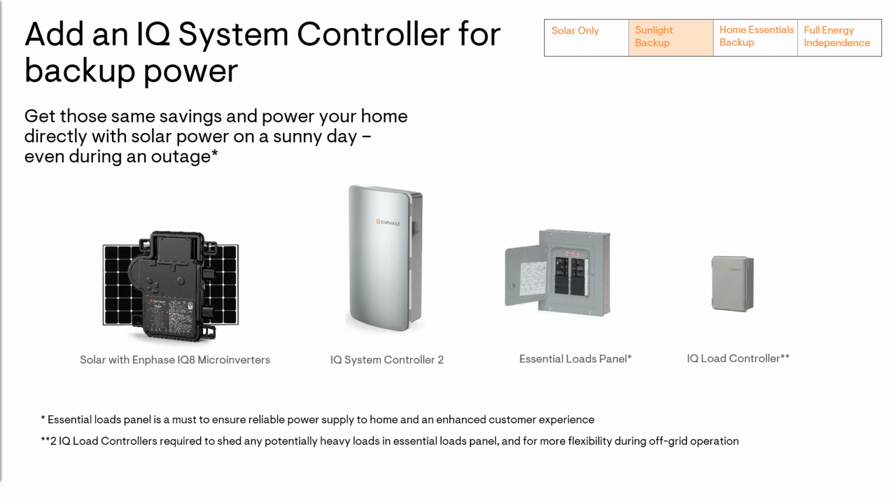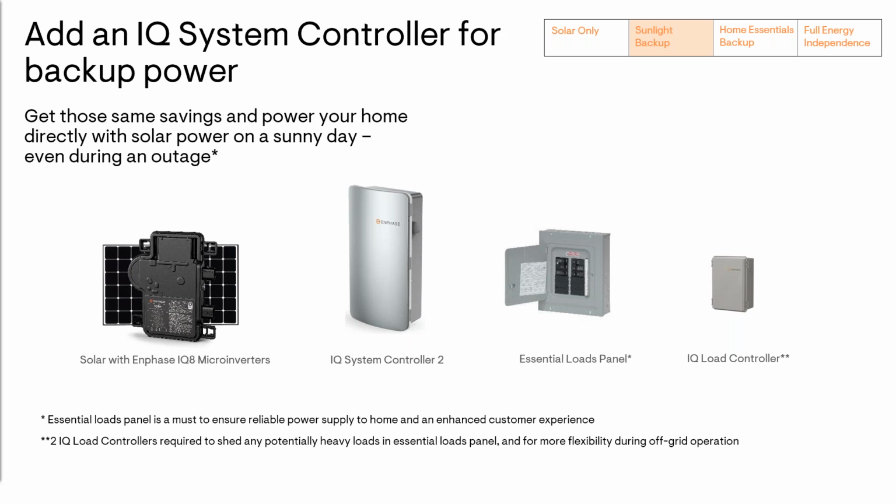With the addition of the Enphase IQ system controller, the sunlight backup system can disconnect instantly from the grid during a power outage. And the solar system with the IQ8 microinverters will instantly form the microgrid and power the home. Since the sun is the power source, a sunlight backup system must be designed with the variability of sunshine and available power in mind.